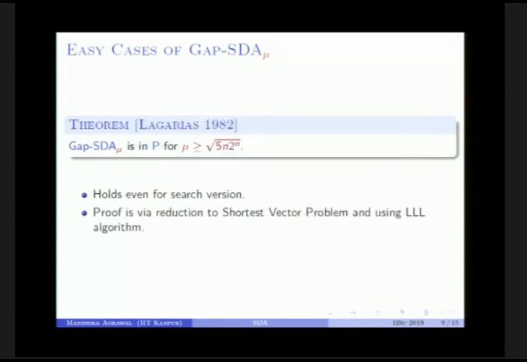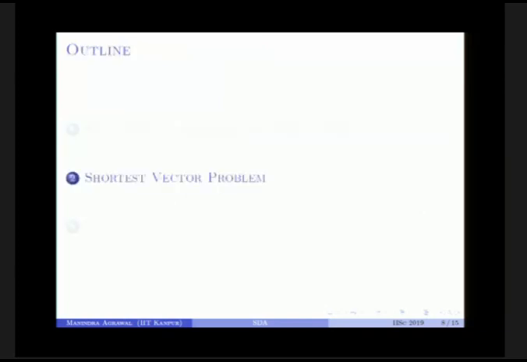And the easy cases: this was shown a long time ago by Lagarias, that for mu bigger than square root of 5n times 2 to the n, this problem is in P. And this even holds for the search version. We can even find an L if it exists. And this proof is via reduction to another problem, the second problem of this talk, the shortest vector problem. And it uses the classical LLL algorithm for solving the shortest vector problem. So let's jump to the shortest vector problem and let me define that problem.